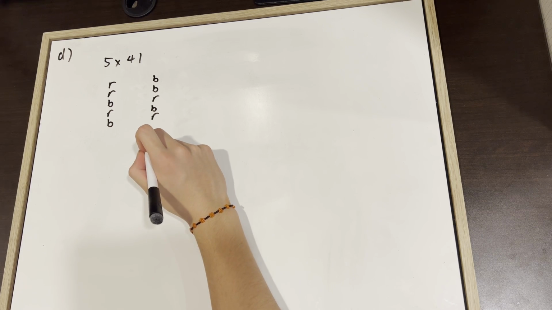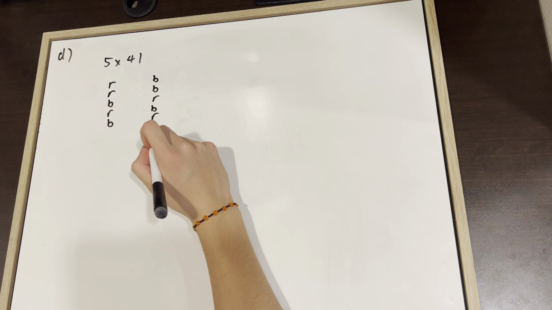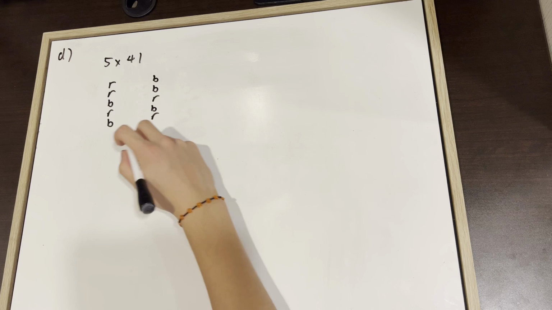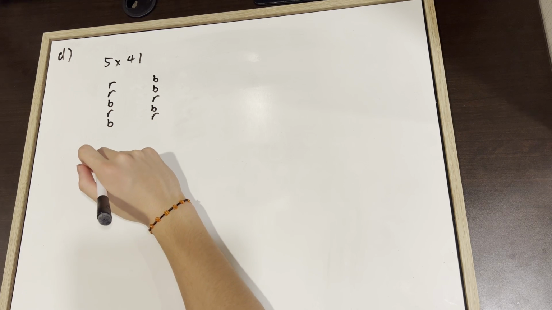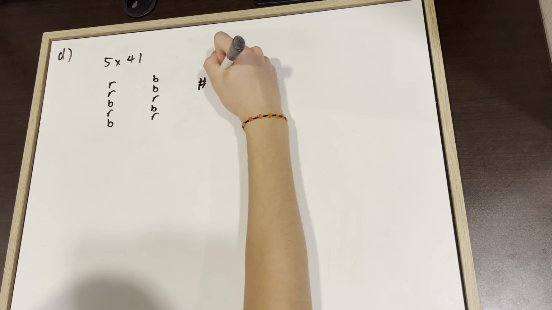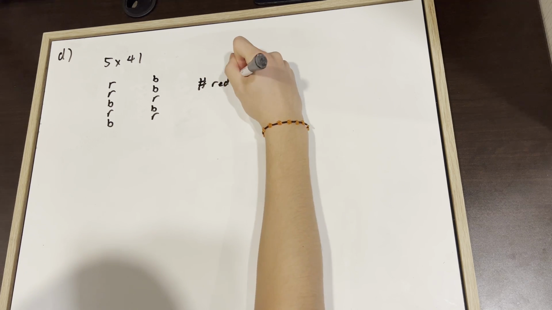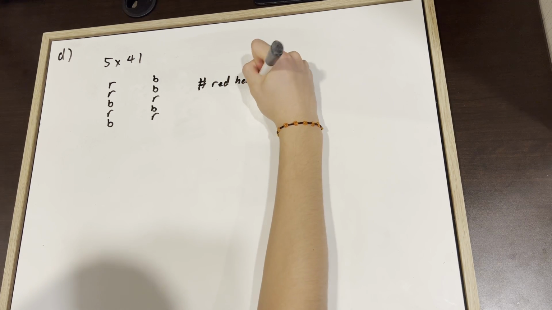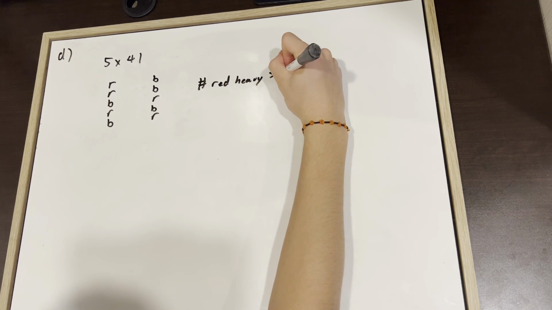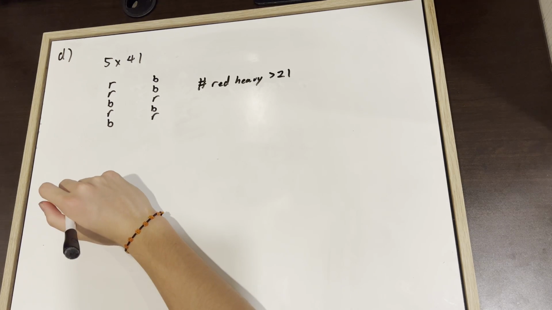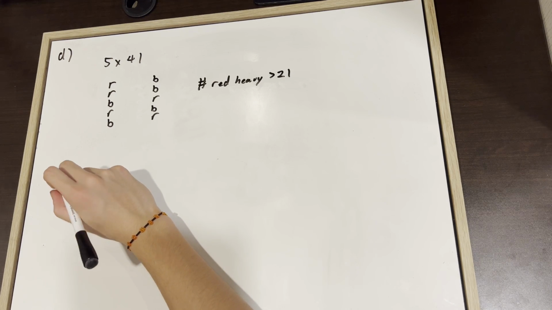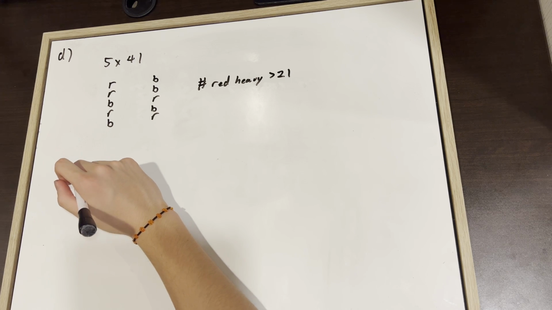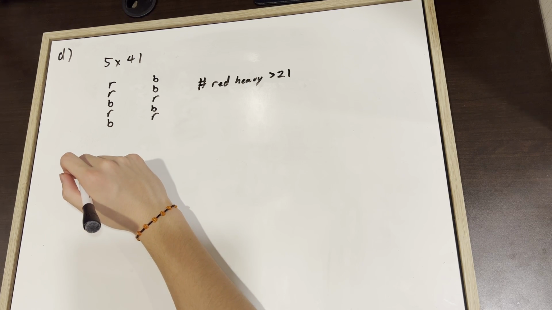Without loss of generality, we can say that since there are an odd number of columns, there are more red heavy columns than blue heavy columns. This means that the number of red heavy columns must be greater than 21. For the hypothesis in the question to be true, we need to prove that at least 3 columns will have the same arrangement of cells.